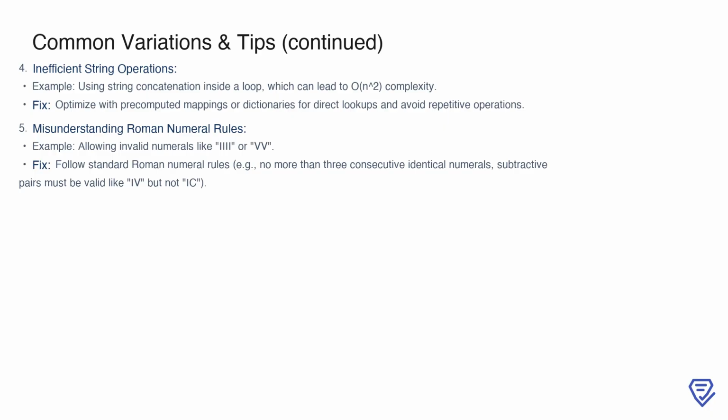Another pitfall is misunderstanding the rules of Roman numerals. For instance, allowing invalid numerals like IIII or VV violates the standard conventions. To ensure correctness, you need to follow the established rules, such as no more than 3 consecutive identical numerals and only valid subtractive pairs, like IV or IX, should be allowed. By adhering to these principles, you can avoid introducing logical errors into your solution.